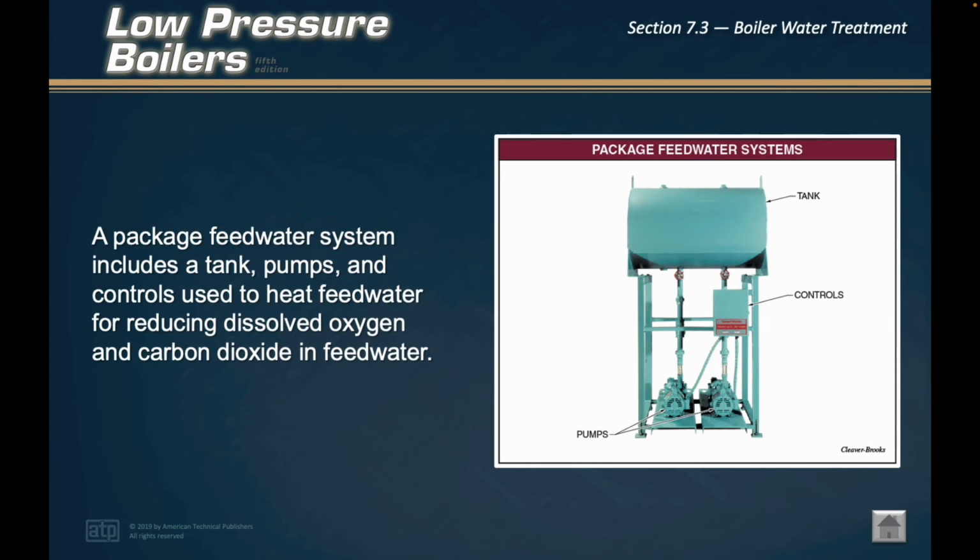If plant conditions do not warrant the use of a deaerator, a packaged feedwater system is commonly used. A packaged feedwater system is a tank, pumps, and controls used to heat the feedwater. The feedwater is heated to a maximum of 210 degrees Fahrenheit for reducing the amount of dissolved oxygen and carbon dioxide in the feedwater. The tanks have an epoxy lining or are made of galvanized steel and are vented to the atmosphere. A packaged feedwater system is not as efficient as a deaerator, and more chemicals are required for treatment than with a deaerator.